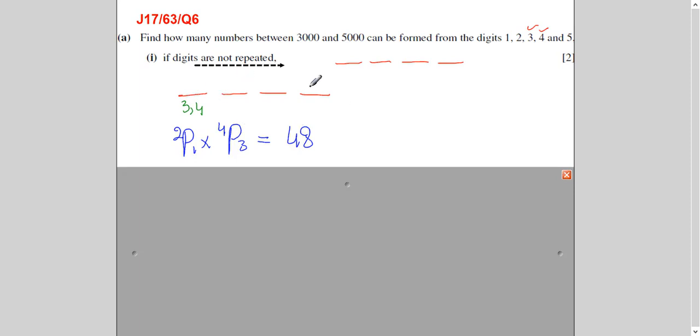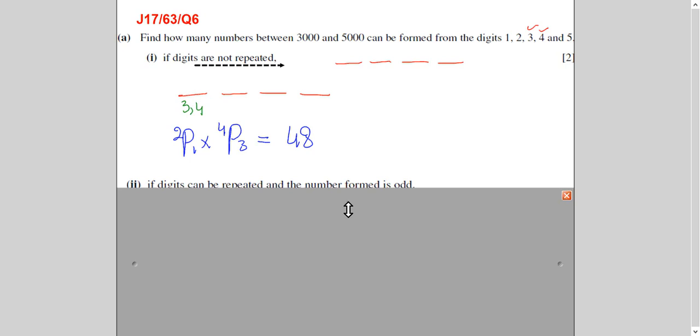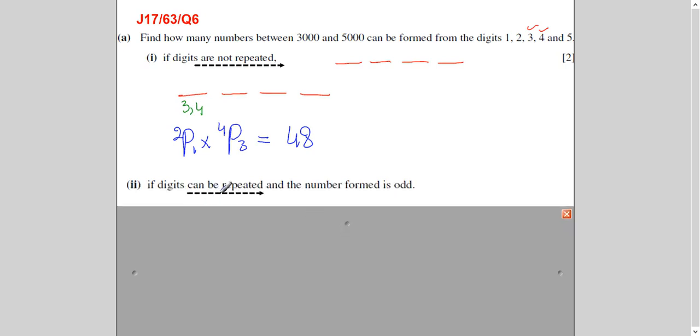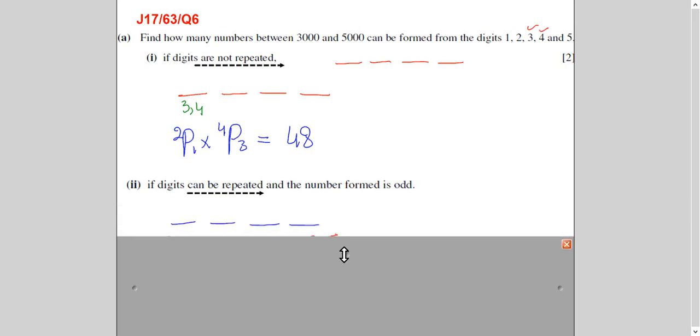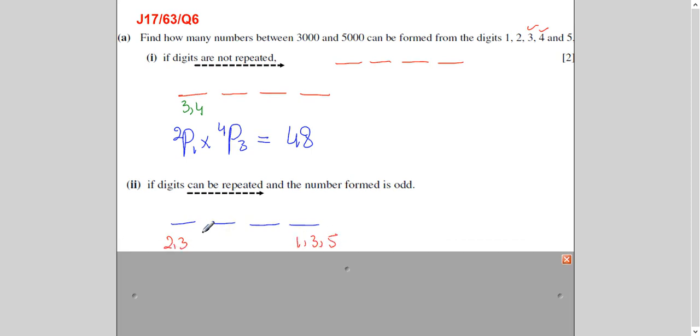And the remaining are 4 digits and you need only 3. So it is 4P3, because one of the digits will come here and the remaining will be 4 digits. So 4P3. Next, it is saying digits can be repeated and you are forming an odd number. Now odd number means if I am making a 4 digit number, the last possibility is 1, 3, 5 and the first possibility is 2 and 3. Why 2 and 3? Is it right? No. It is 3 and 4, not 2 and 3.